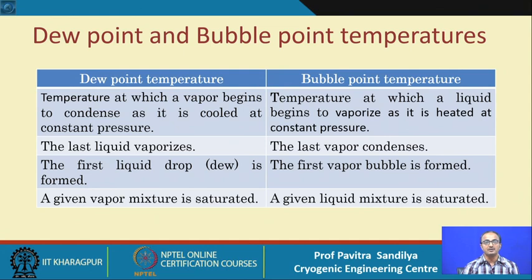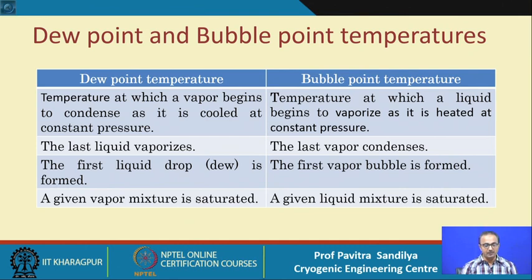Now, let us see what are dew point temperature and bubble point temperature. Dew point temperature is defined as the temperature at which a vapor starts condensing when it is cooled at a constant pressure, and bubble point temperature is defined as the temperature at which a liquid forms the first bubble or starts vaporizing as it is heated at a constant pressure. So, both dew point and bubble point are representing the first point at which a particular phase is going to the next phase.